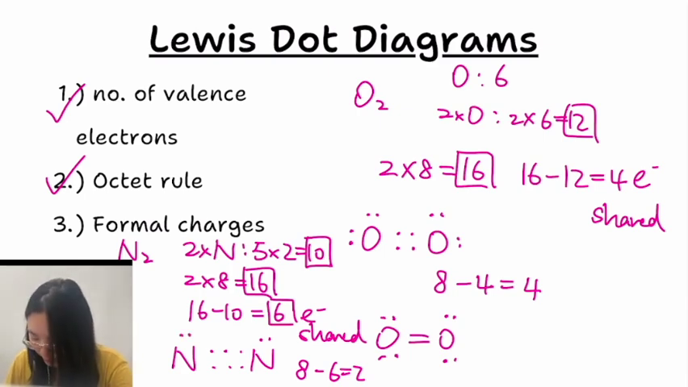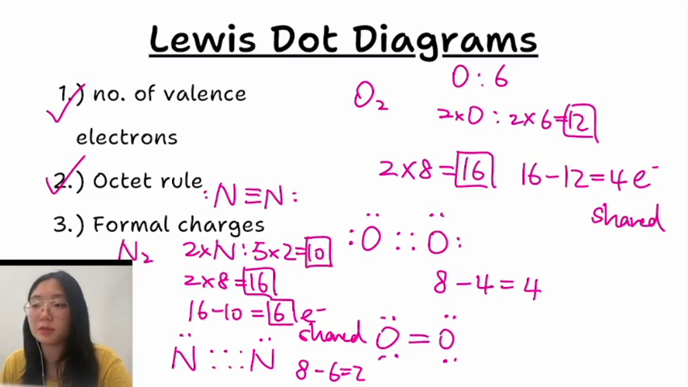And now let's double check. 1, 2, 3, 4, 5, 6, 7, 8, 9, 10. Okay, 10 valence electrons, and each of the nitrogen carries 1, 2, 3, 4, 5, 6, 7, 8 valence electrons. So it fulfills the octet rule. Okay, so that's it. So this is the nitrogen triple bond and the nitrogen gas Lewis-Dot diagram.